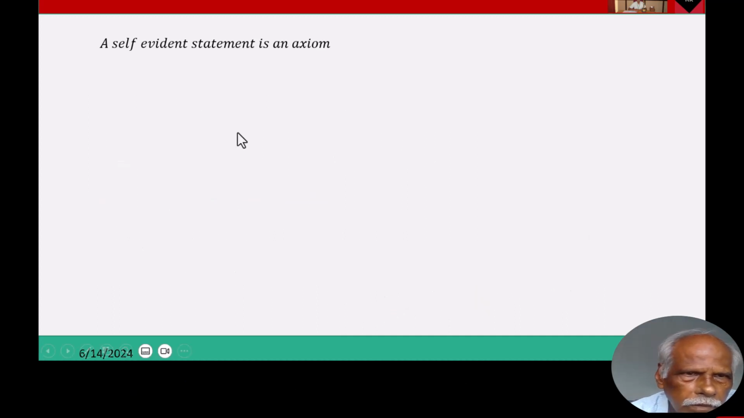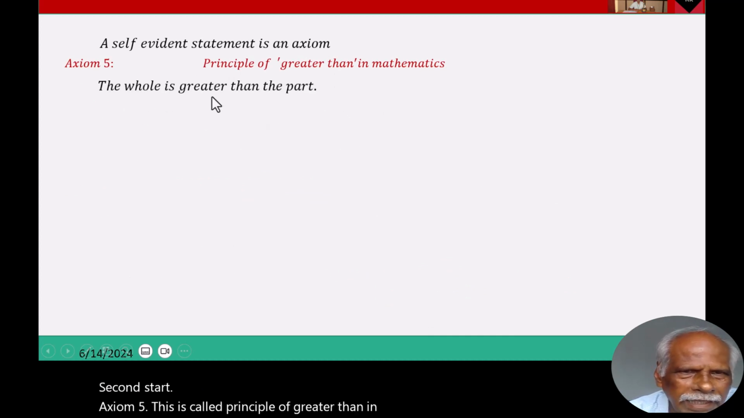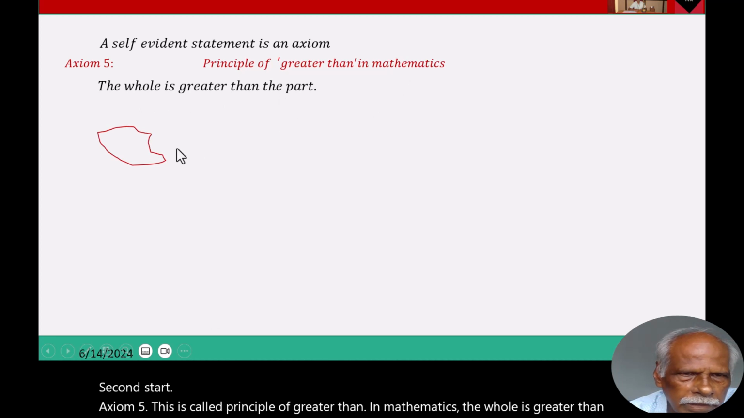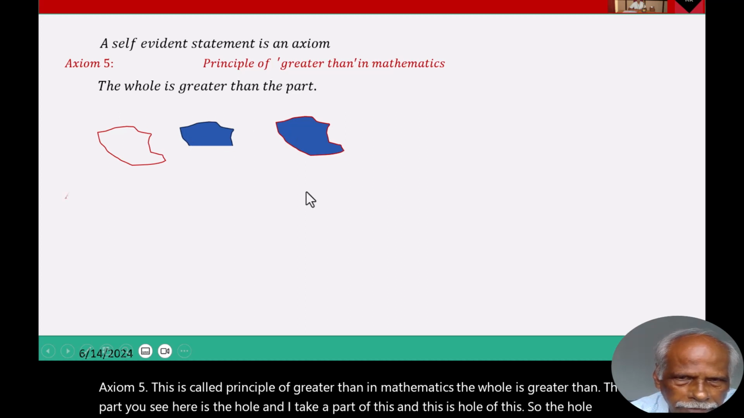Axiom 5. This is called the principle of greater than in mathematics. The whole is greater than the part. You see here, this is the whole and I take a part of this, and this is the whole of this. So the whole is greater than the part.